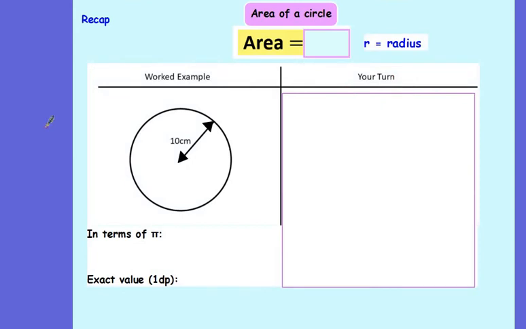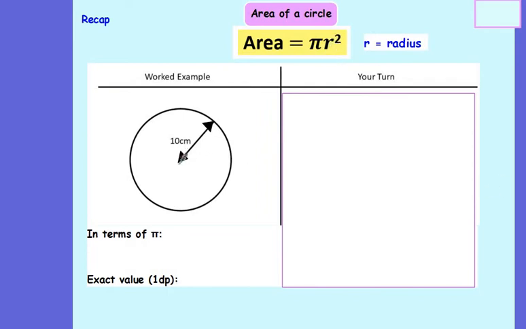Okay, Year 8, in your light blue books for me, I'm going to go through an example and then you're going to do an example. To start us off, can anyone remind me, what's the formula for the area of a circle? Libby, what do you reckon it is? Exactly, it's pi r squared. That's why we've been doing all this practice with pi, where r is the radius.